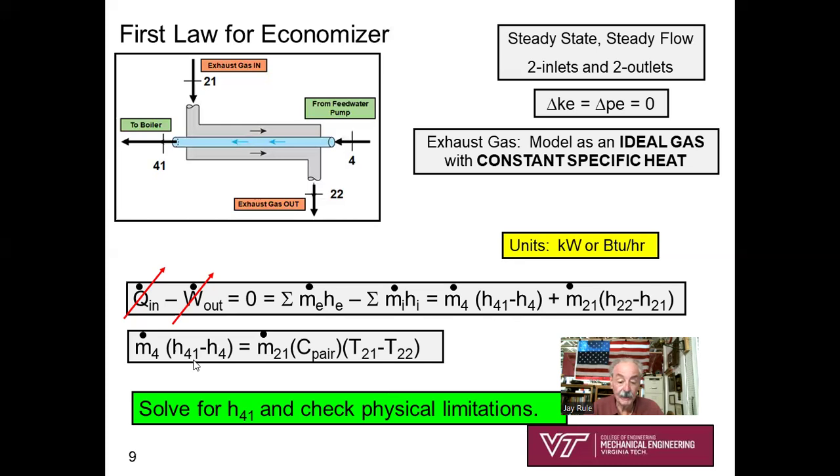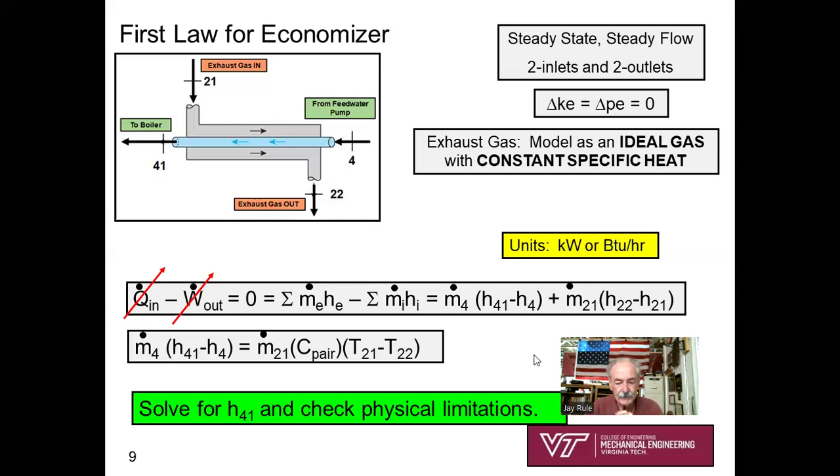That h41, in other words, if you know both your m dots, you've looked up c sub p, and you know how much energy you're trying to extract or what temperature to cool your exhaust gas to, that's what's going to enable you to calculate h41. You're down to one equation and one unknown, depending on your given problem situation.